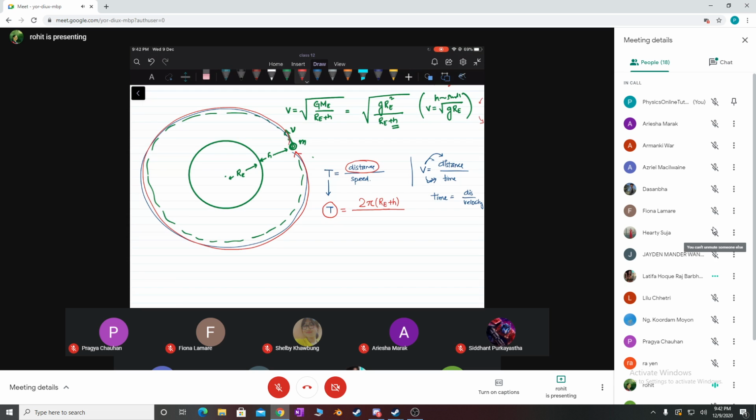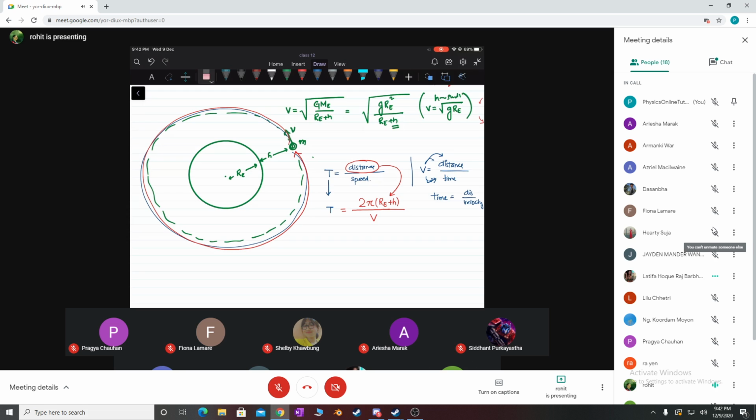I've written here circumference. That's the distance it has to cover in one round, because we are calculating the time taken in one round, divided by the speed it is moving with. It is moving with a speed of v, which we have already calculated. I'm going to just use the formula now. Guys, are you okay with this one? Just check. I hope you understand the meaning of what is what. I think everybody understands what capital T is. I think I can proceed.